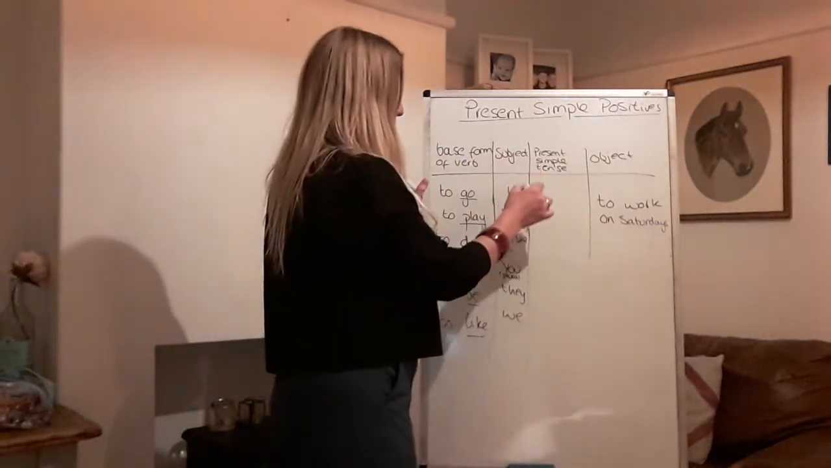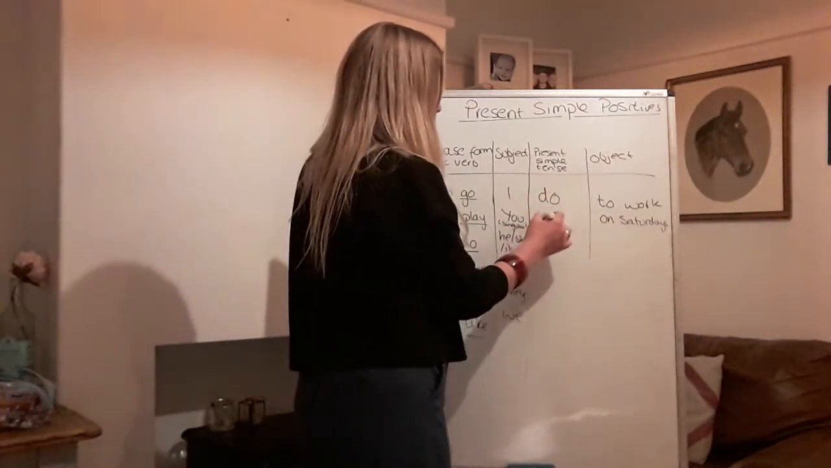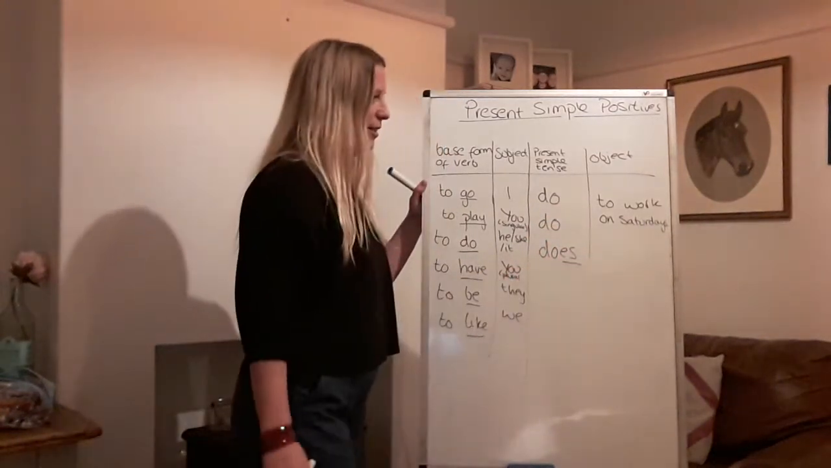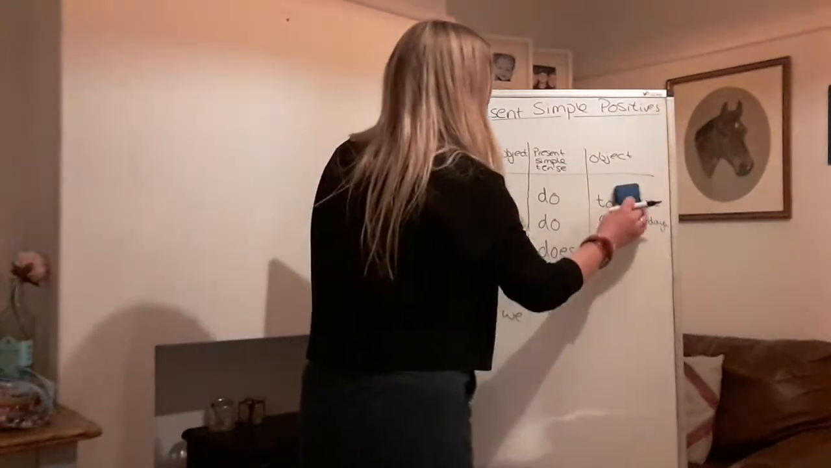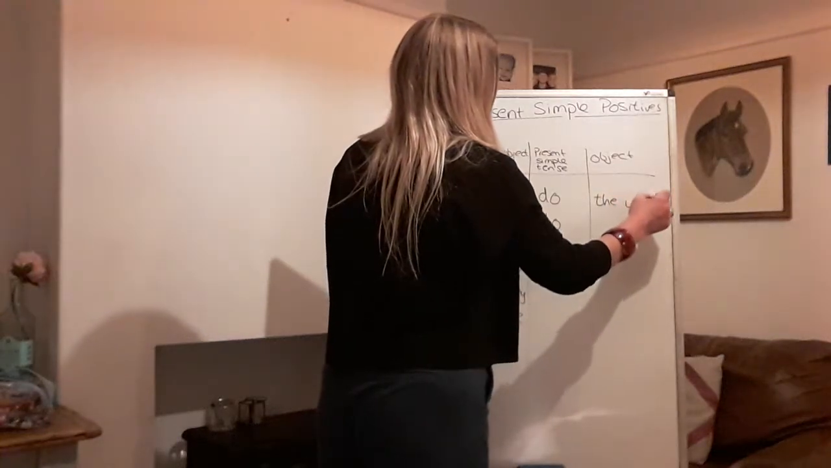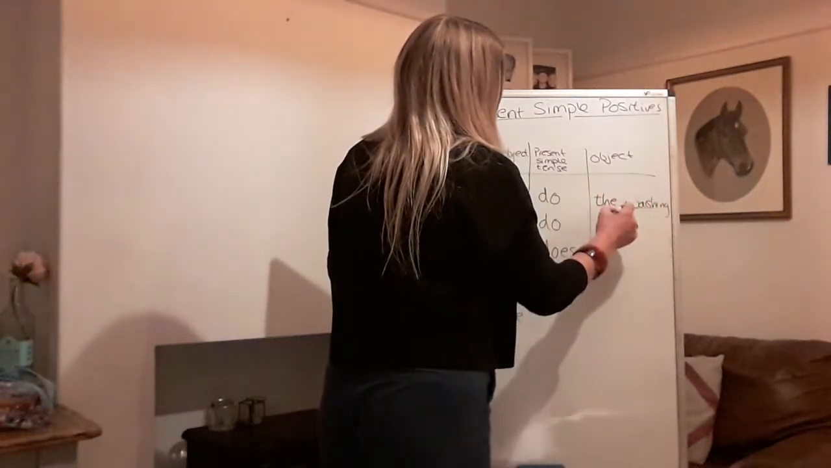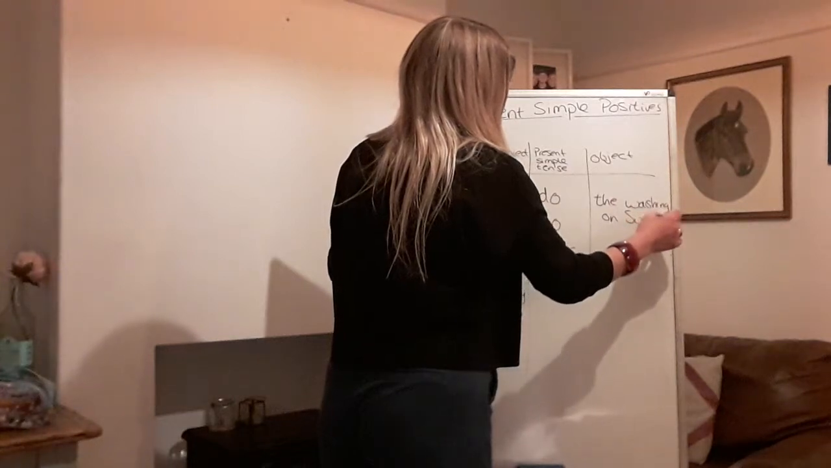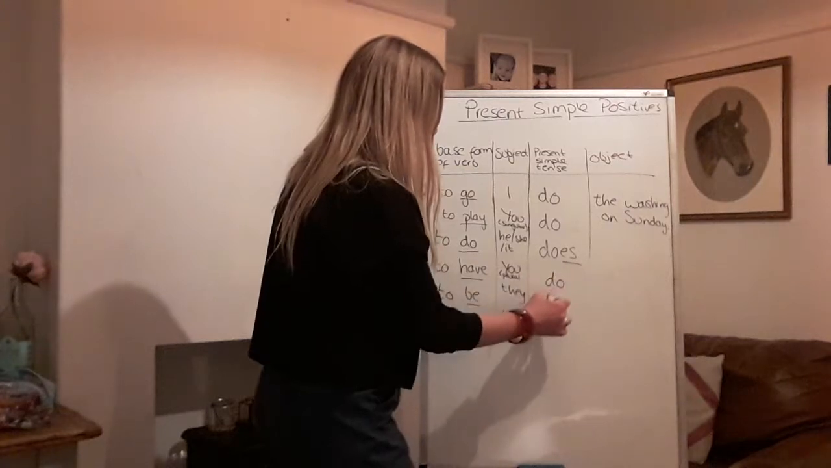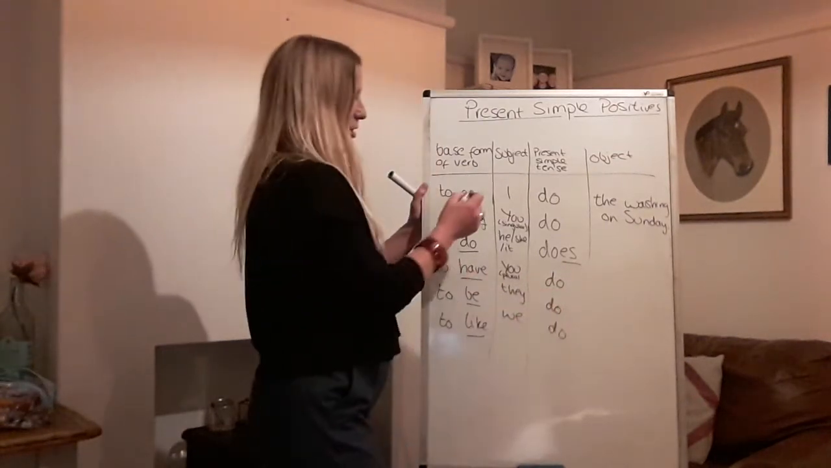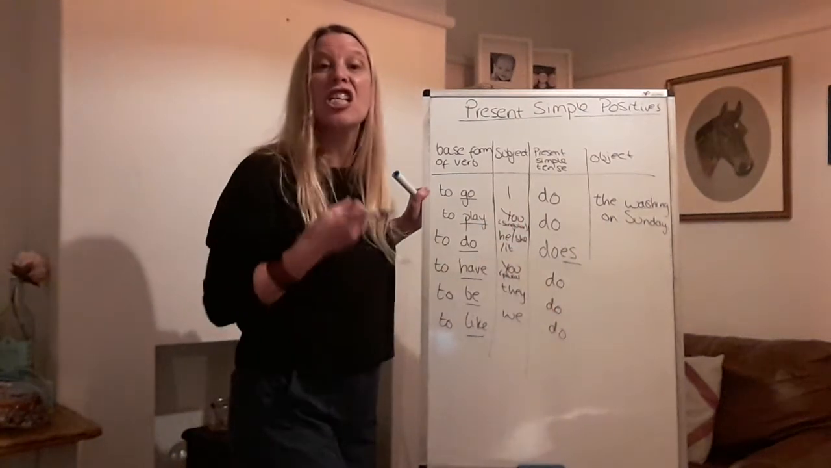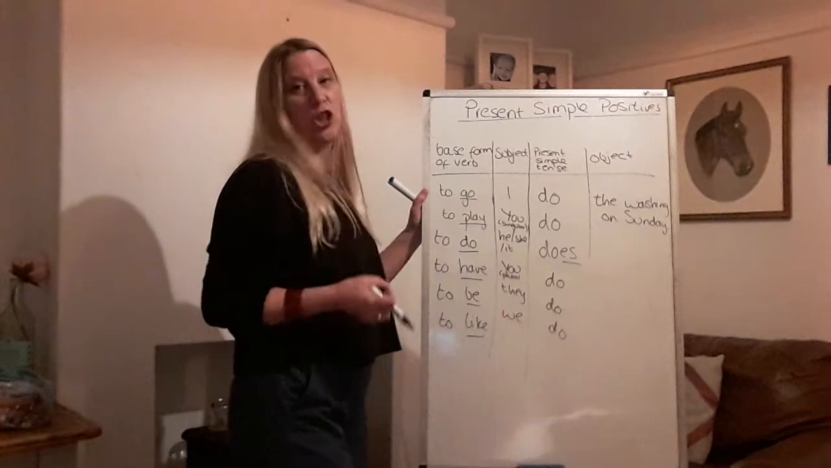Do. Now, I don't know whether we covered do, so I'm just going to show you. Do, we add es again. Does. Okay, so I do the washing on Sunday. And he, she, it does. The rest of them are do. So go becomes goes, play becomes plays, do becomes does. She does the washing on Sundays.